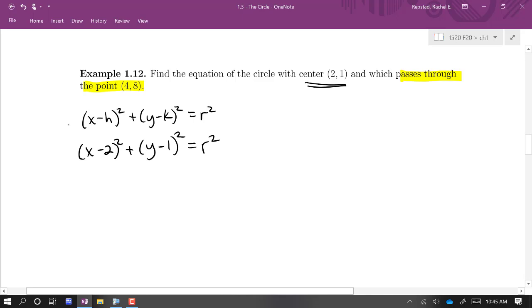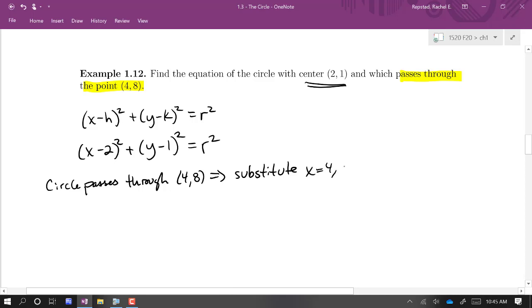And we always want to remember that if I know the coordinates of a point that a curve passes through, I can plug in those values for x and y in the equation itself. So the circle passes through the point (4, 8). And so what I'm going to do is substitute x equals 4, y equals 8 in the equation.